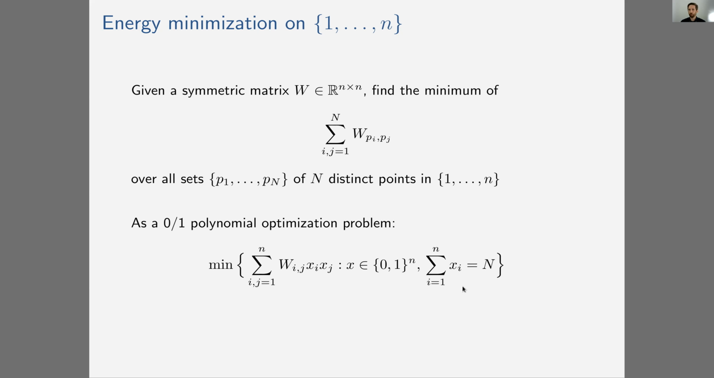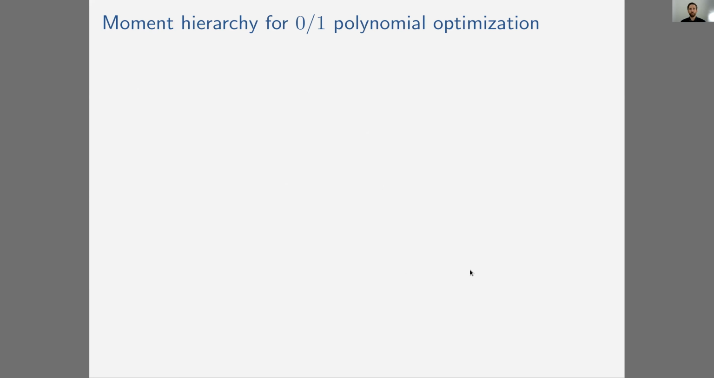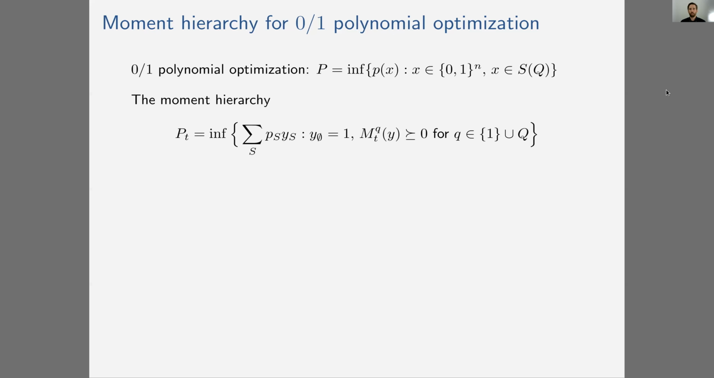So we just get quadratic modules, otherwise you can also work with equality constraints and ideals, but that's just complicating things. So we think of these equality constraints really as 2 inequality constraints. Okay, let me recall the moment hierarchy for binary polynomial optimization. Here's a general binary polynomial optimization problem. We minimize some polynomial, x is binary and x lies in a semi-algebraic set. And then we get the following general moment hierarchy.